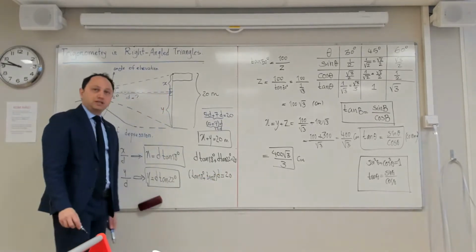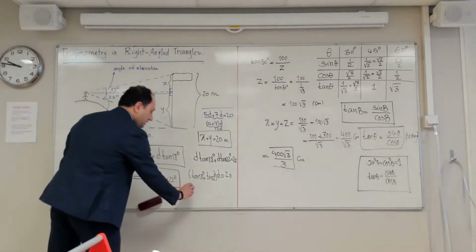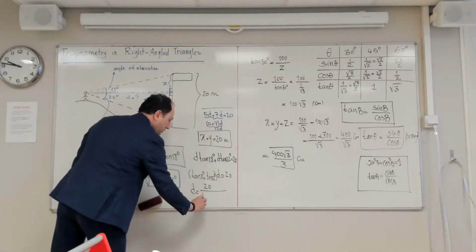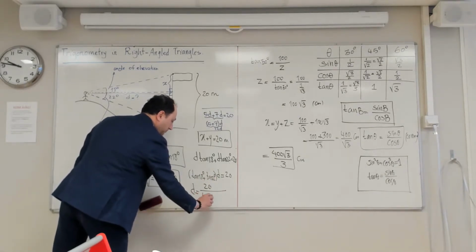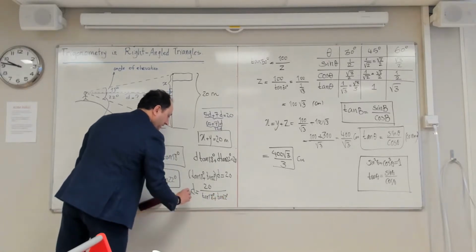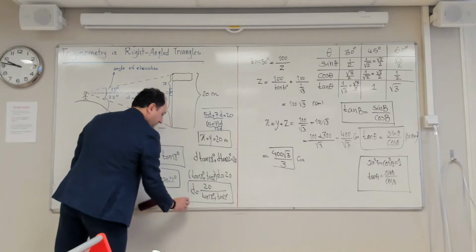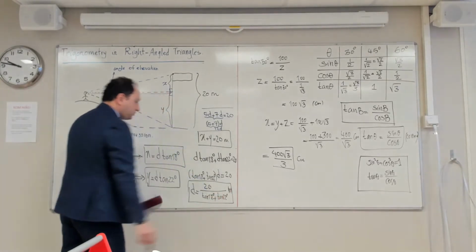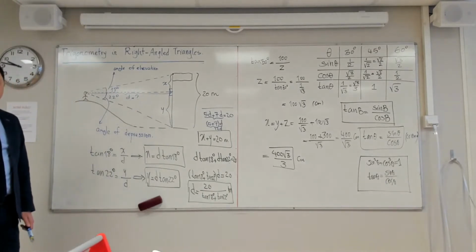But my unknown is d. So I need to divide 20 by this strange number. But don't worry, that's a number. It's a number from a different culture, probably, yes? I would write meters here. So this is my exact value for d.